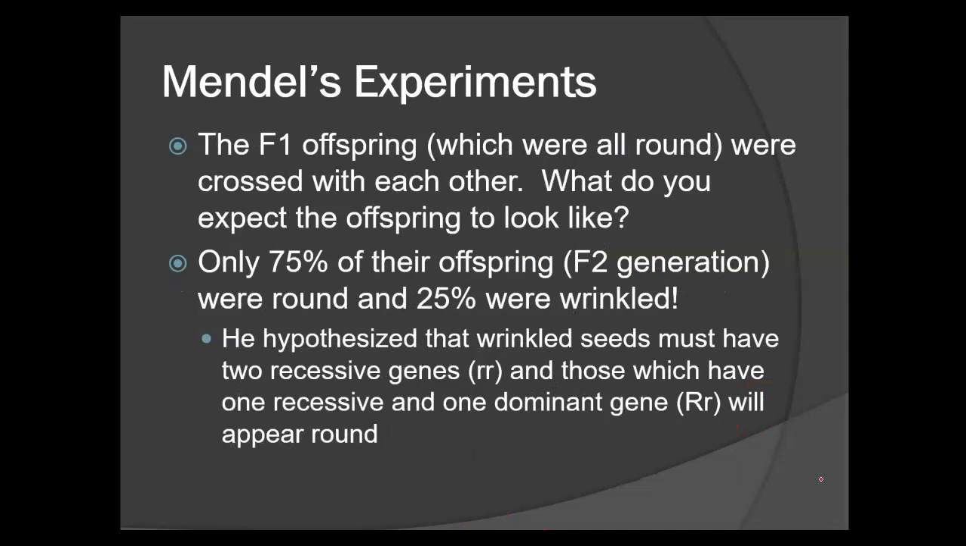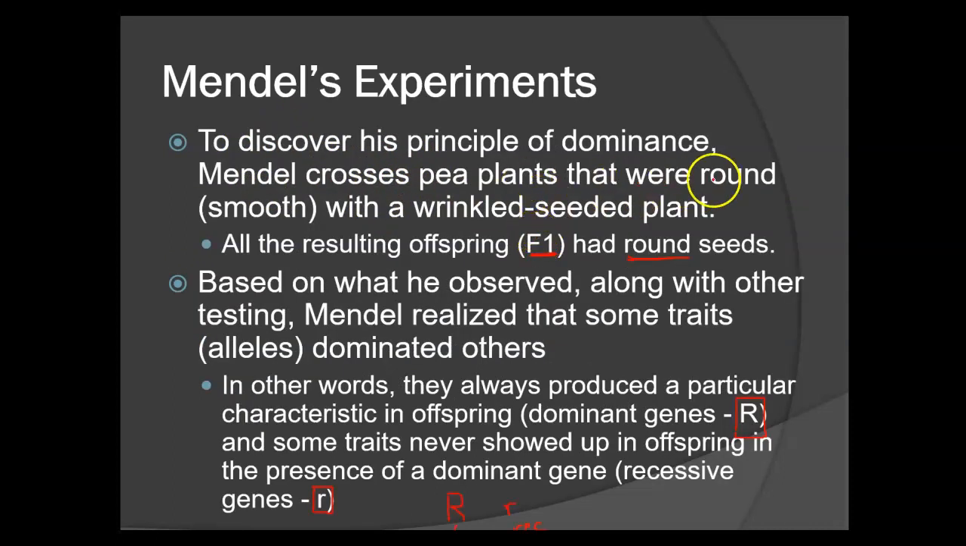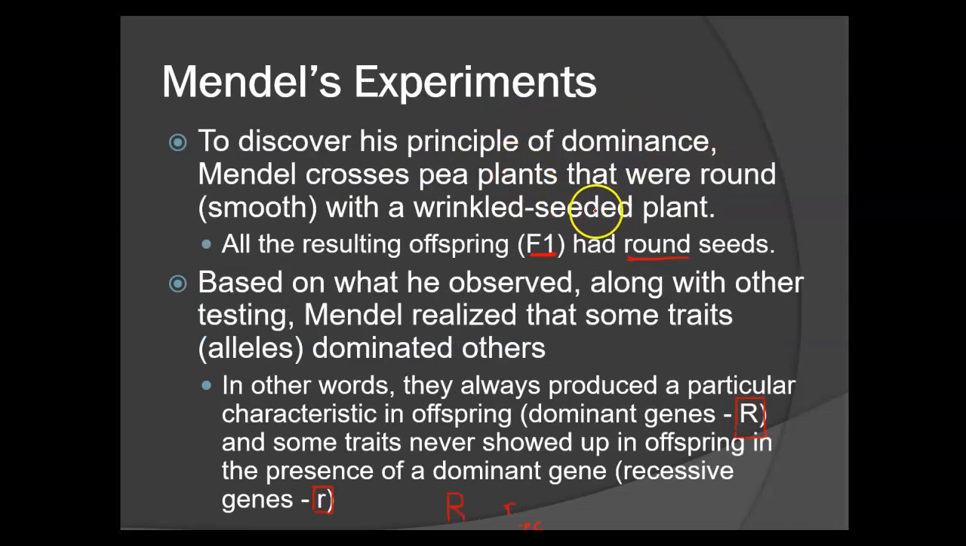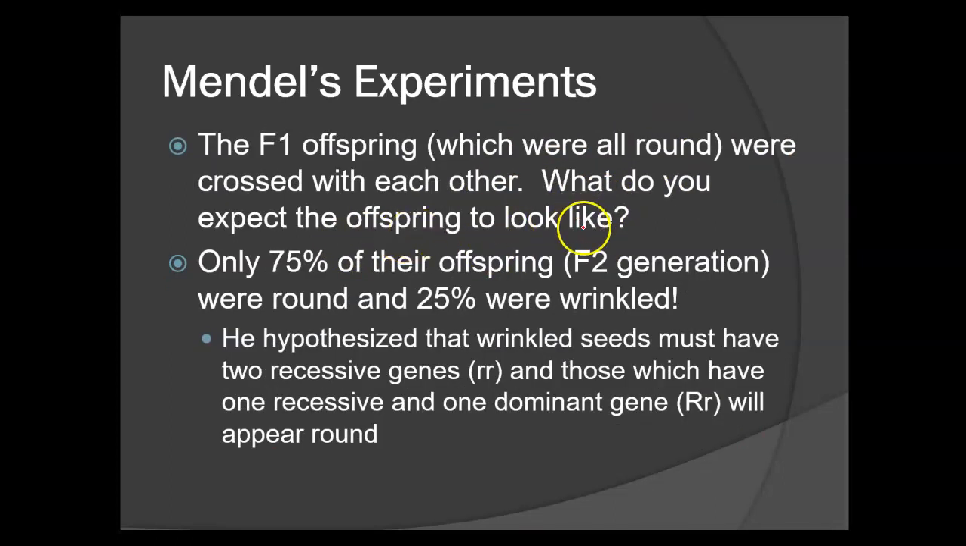So the F1 offspring, which were all round, were then crossed with each other. And what do we expect the offspring to look like? So I'll do a Punnett square of this in a few minutes and show you an easy way to sort this out. But one of the ways you can look at it is the F1 offspring. Remember, the F1 offspring were created by taking round plants and crossing them with wrinkled plants. Okay, and all of those offspring were round. And then Mendel took all of those offspring that were created from the initial cross and crossed them. And he was unsure what he would end up with.